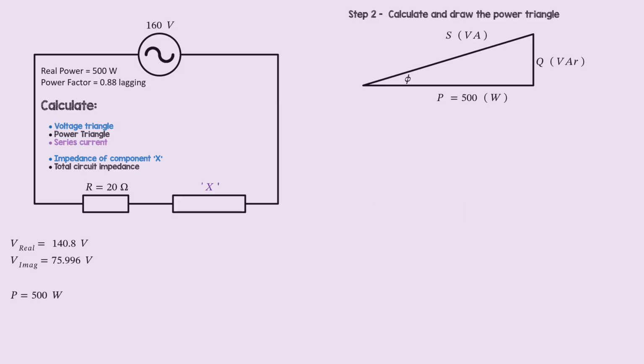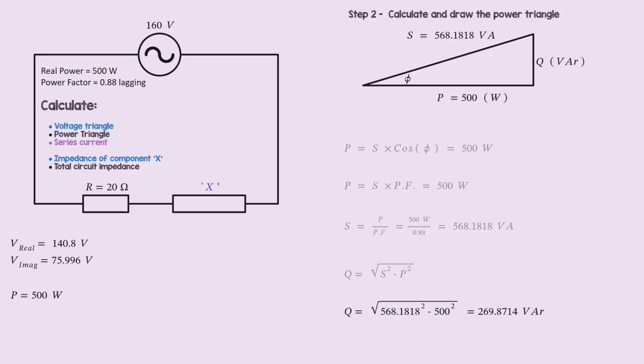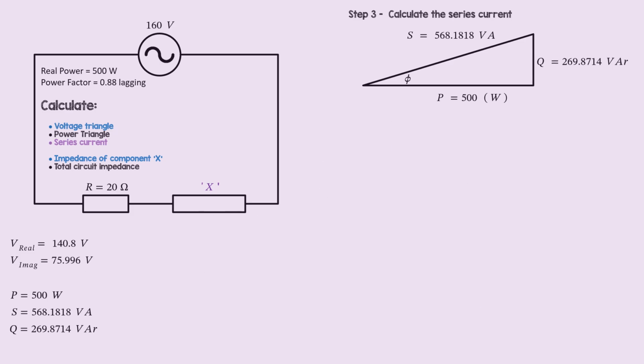Step 2. Calculate and draw the power triangle. We know the true power P is equal to the apparent power multiplied by the cosine of the phase angle. P therefore equals S multiplied by the power factor. So apparent power is true power divided by the power factor, which gives S equals 568.1818 volt amps. We use Pythagoras to calculate reactive power Q, which equals 269.8714 volt amps reactive.